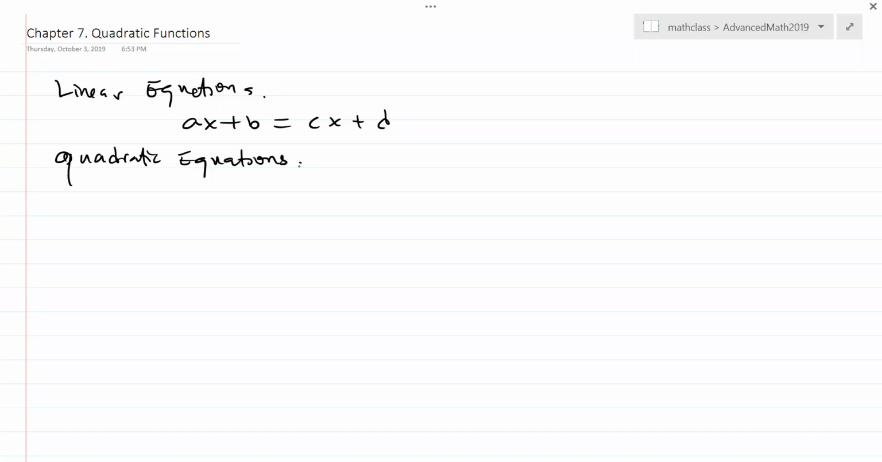It involves squares, right? At the very beginning, it could be something like ax squared plus bx plus c, and on the right hand side also dx squared plus ex plus h, for example. We call these quadratic equations. It involves x squared. Now I want to talk about the first one, the simplest one. The simplest one is going to be just x squared equals a.